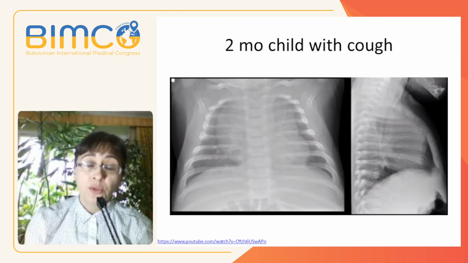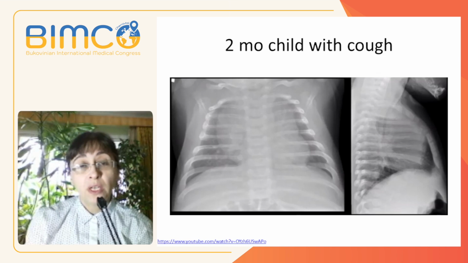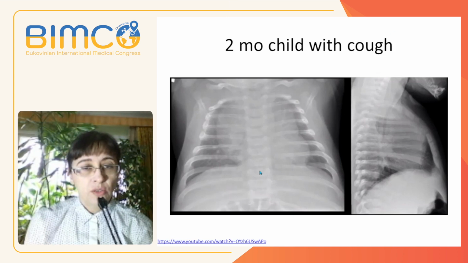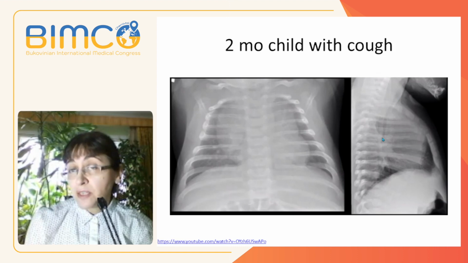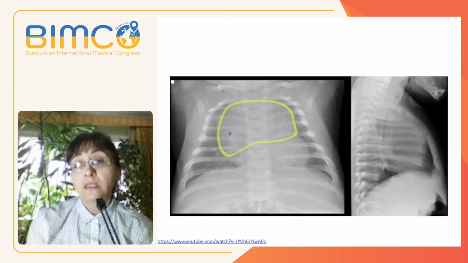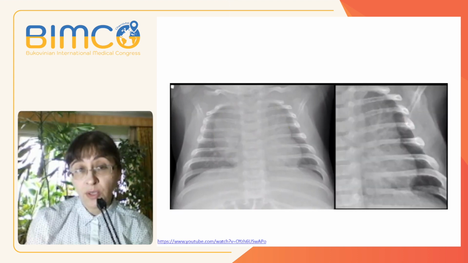A child comes to you with cough, the child is 2 months old, and you take a chest X-ray. You observe an enlarged mediastinal shadow, but you see that no structures are deviated or shifted, and behind this shadow in the middle you may observe normal lung markings. So why is it? It is because of physiological enlargement of the thymus in this age group.